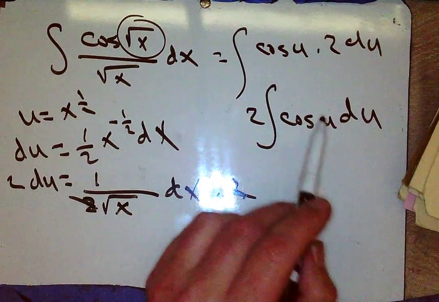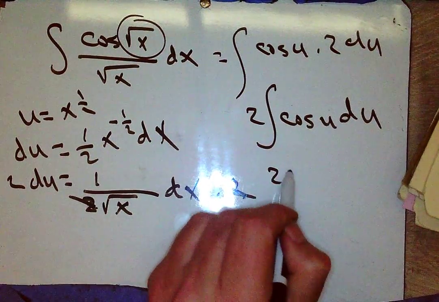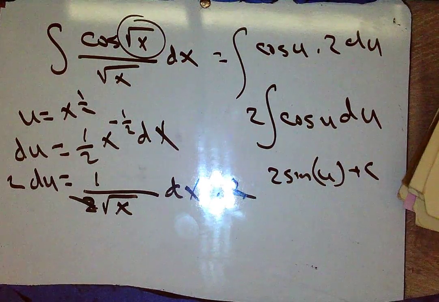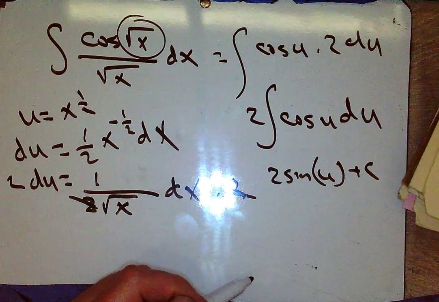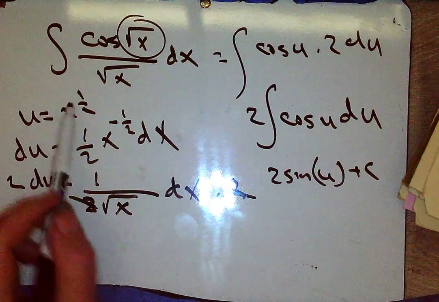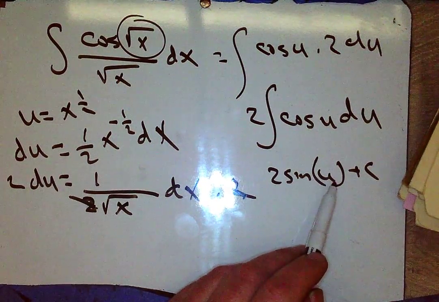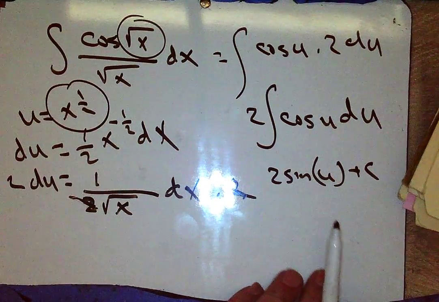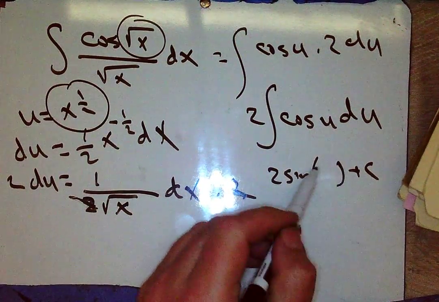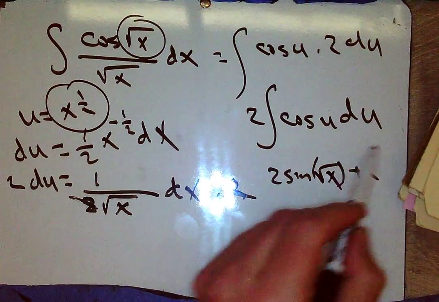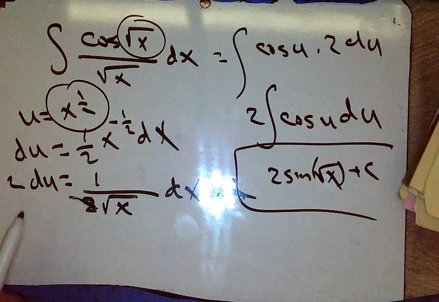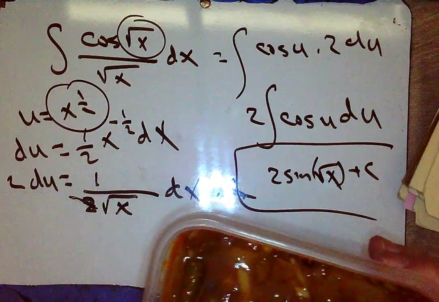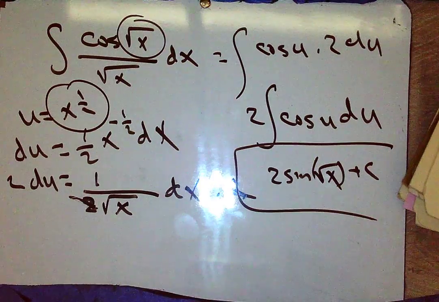Okay, cosine of u, whose derivative is that? That's sine's derivative. No initial condition, but we do want to get rid of our u. Our u was x to the 1/2 power. All right, there's my antiderivative. Woohoo! Okay, let's take a look at problem number 2. What's your u-substitution there going to be?